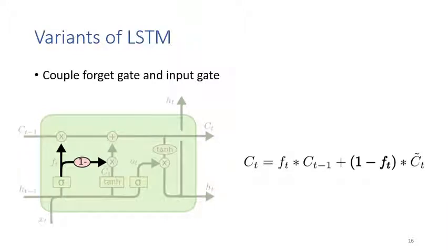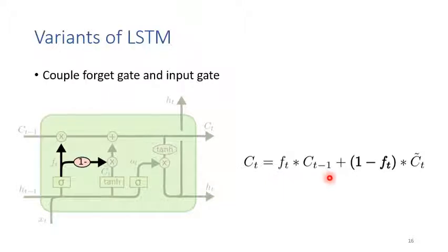The LSTM model was so successful that almost everyone chose to use LSTM instead of the simple RNN model. There are several variants of LSTM. Because LSTM is complicated, researchers tried to simplify the model. One method is to couple the forget gate with the input gate. So now we only use one gate to control the forget and update.